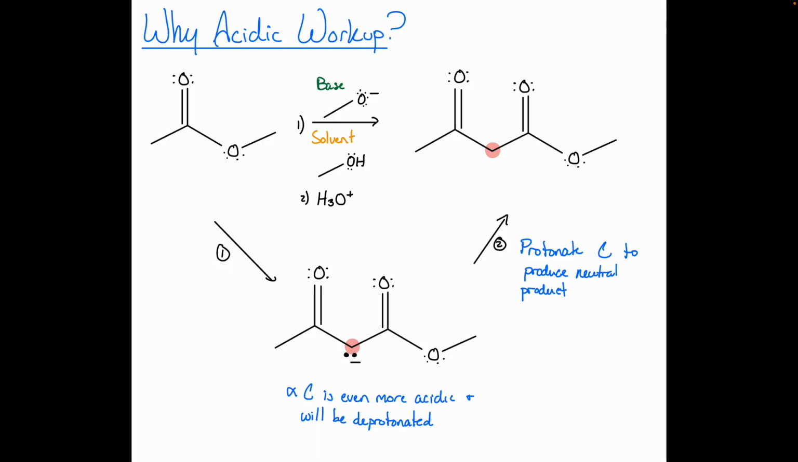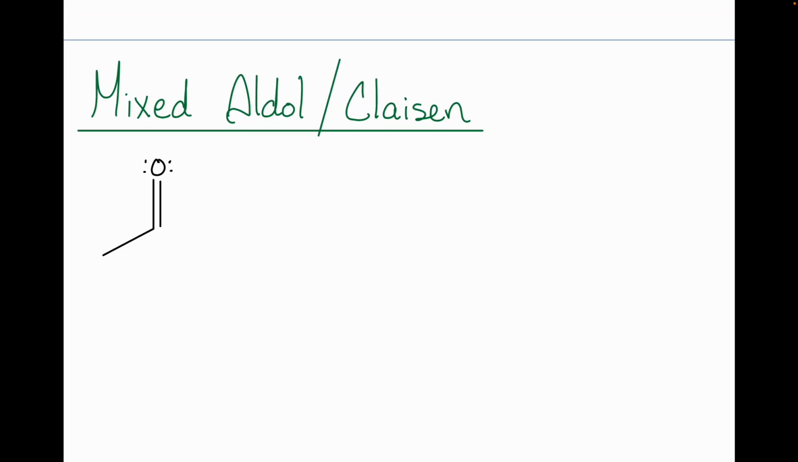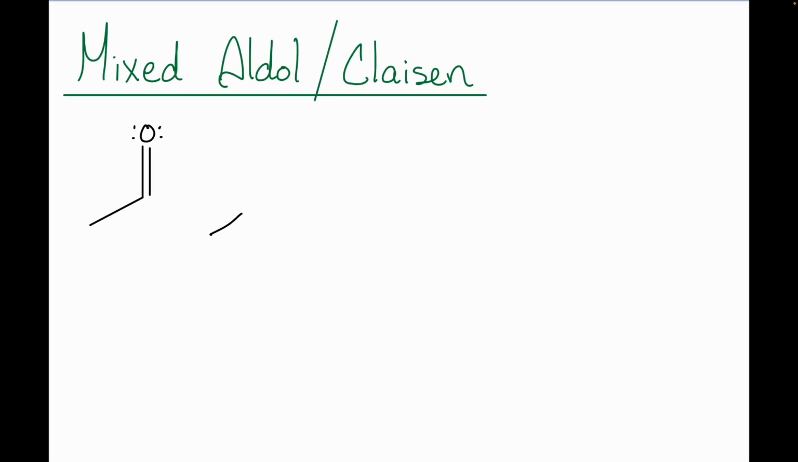All right, so now we're going to talk about what we call mixed aldol and Claisen reactions. This is when we do an aldol addition or condensation reaction or a Claisen condensation reaction, but using two different substrates here.